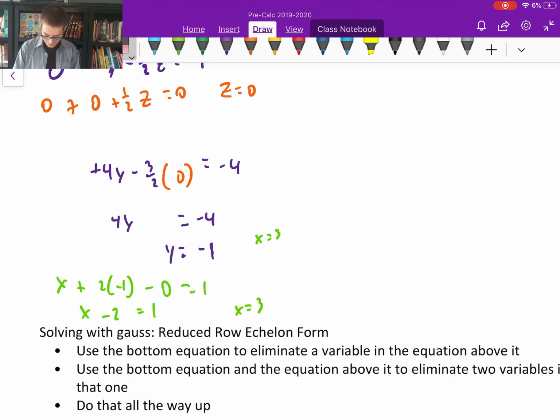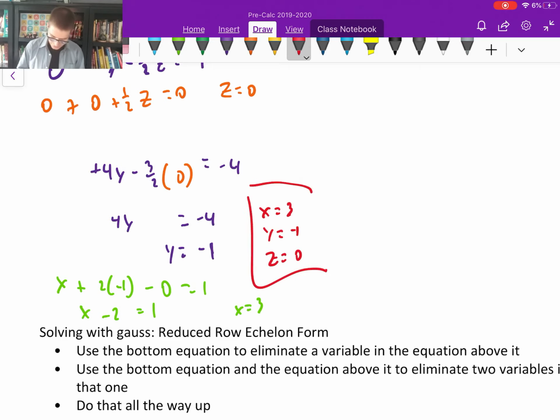Actually, let's use a different color. Let's say that our final answer is x equals 3, y equals negative 1, z equals 0. And that is our answer. And that's how we solve.